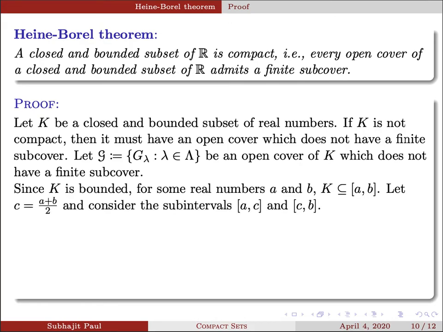Now consider the midpoint of this interval AB, (A plus B) by 2. Call it C. And consider the subintervals, the left part A to C and C to B. I urge you to draw pictures over here. Okay, AB is a closed bounded interval which contains K.